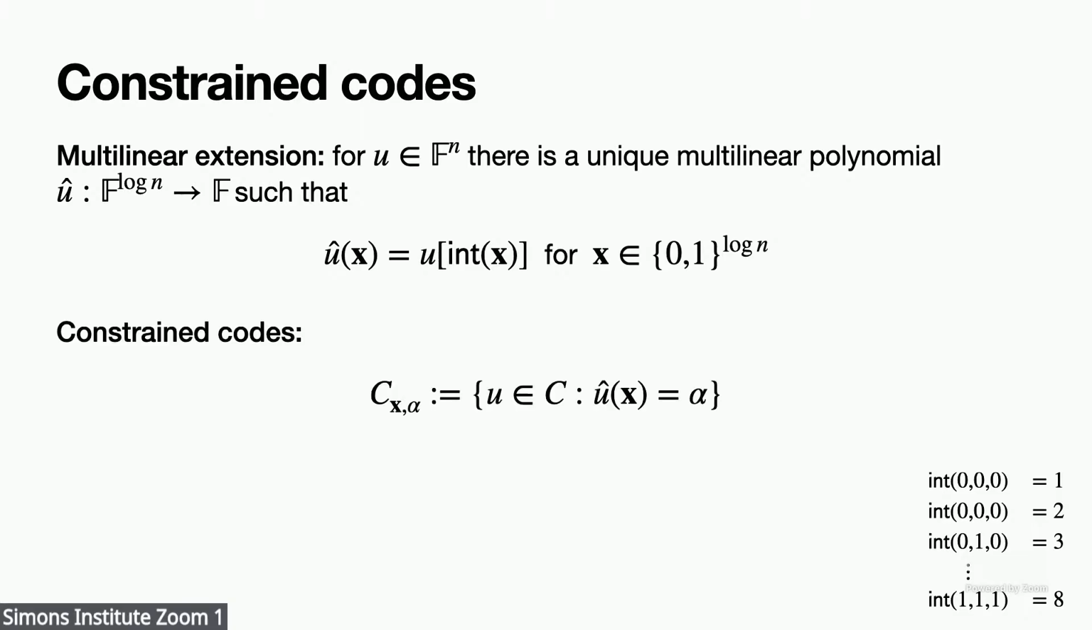Now I'm going to define this new constrained code. This is a subset of codewords whose multilinear extension, when you evaluate at some point x, is equal to alpha. So x and alpha parameterize this subset. You can observe that the constraint I was interested in on the previous slide is just equivalent to a type of constrained code where I interpret I as bits, and then I enforce that the evaluation is equal to alpha. Any questions?